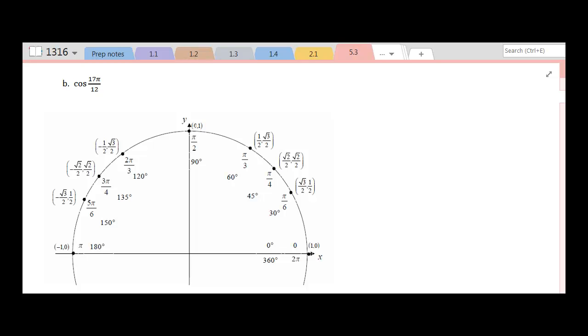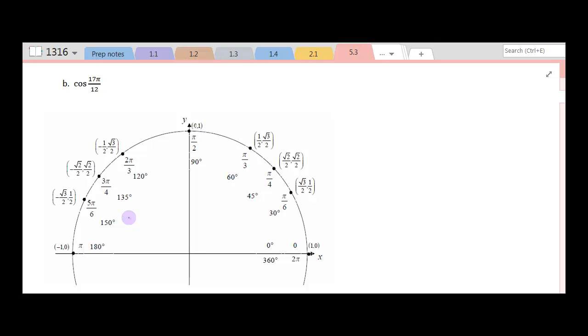So let's look at another example, finding the exact value of the cosine of 17 pi over 12 using the sum or difference identity for cosine. Now, because I'm looking to find two angles that add together or subtract to give me 17 pi over 12, I put the unit circle here for you to use as a reference.